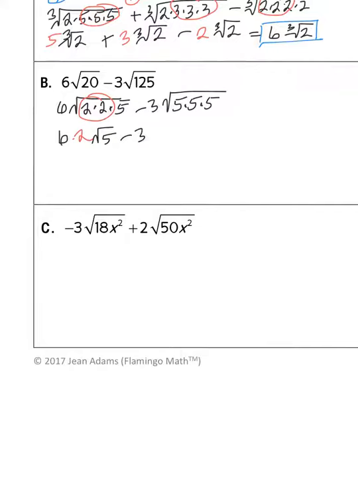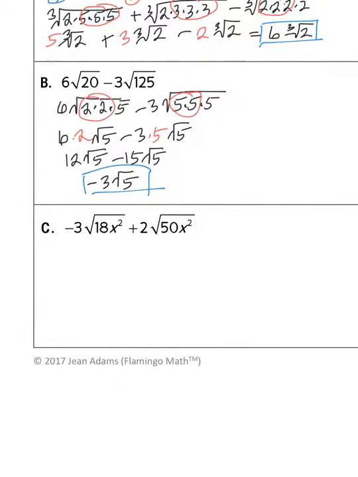Then -3. I'm going to bring out a pair of 5s as a 5. And then I have a square root of 5 underneath. So then you got to multiply the 6 and the 2 together and the 3 and the 5 together. So I have 12 radical 5 minus 15 radical 5. Now you have like radicals, so you're just going to subtract the coefficients. So 12 minus 15 is a -3 square root of 5. Done. All right, what do we do with the variable?